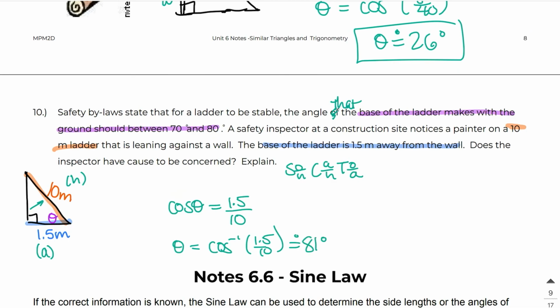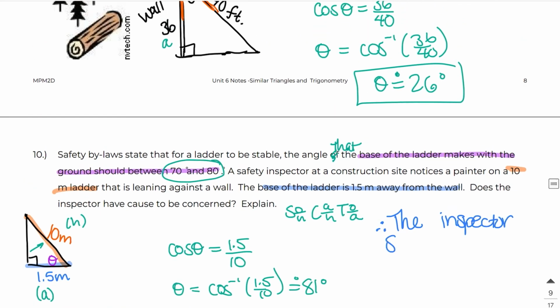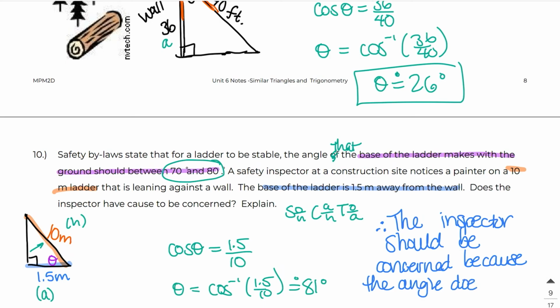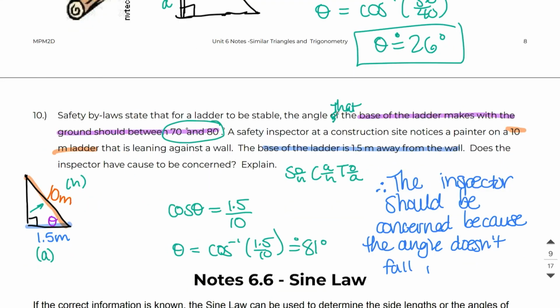It should be between 70 and 80 degrees. This is more than what it should be, right? It's above the 80 degrees, so this is not going to work for us. So we can say that the inspector does have cause to be concerned. So therefore, the inspector should be concerned because the angle doesn't fall within the required range.